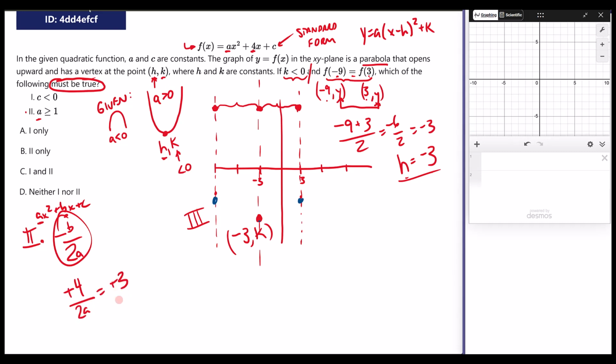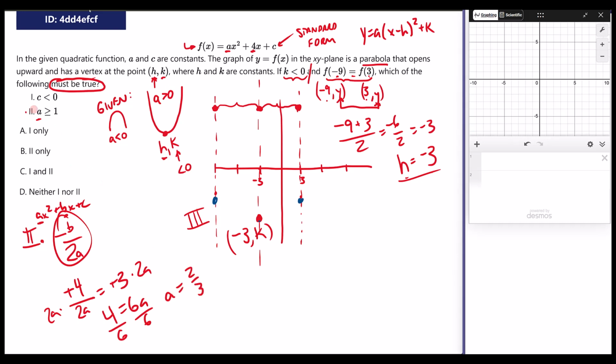Clean this up a little bit. I'm going to just multiply through by -1, so I get rid of those negatives. When I multiply both sides by 2a, I get 4 equals 6a. I'm going to divide by 6, and I get a equals 2/3.